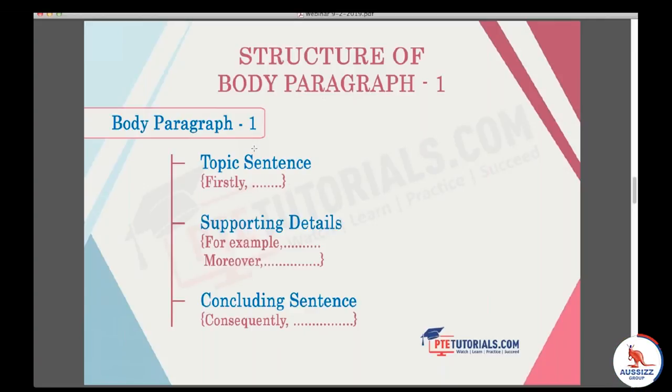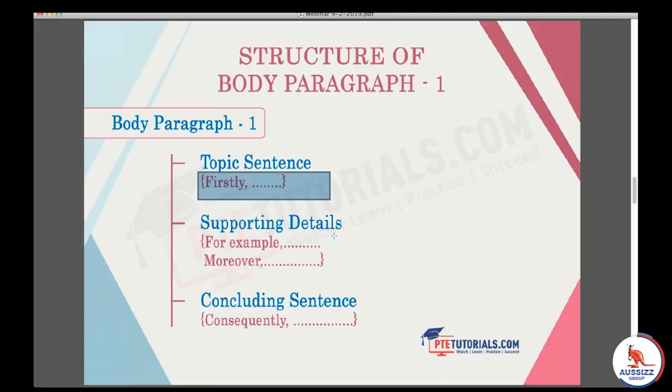Start with the topic sentence. Start with an opening phrase such as firstly, to begin with, and give one side of the general statement. For example, if you want to talk about one side that is positive, talk about advantages. Even in an opinion based essay, if it is about positive, you're talking about positive. If it is about negative, talk about negative. In a problems and solutions essay, in body para 1 you'll be talking about problems only. So it is similar for all the three types of essays.